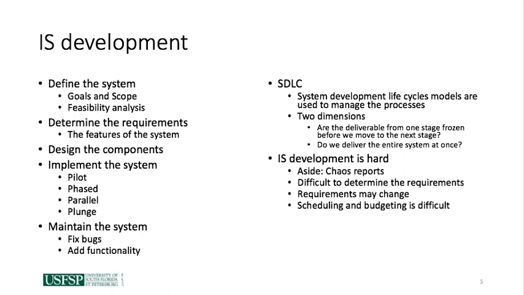The last activity in IS development is maintenance. Maintenance involves not only fixing issues with the system called bugs, but also adding functionalities as the need for these additional functionalities becomes clear.